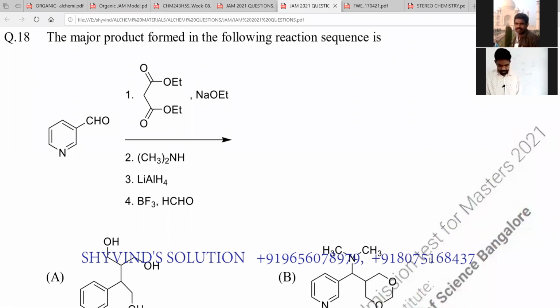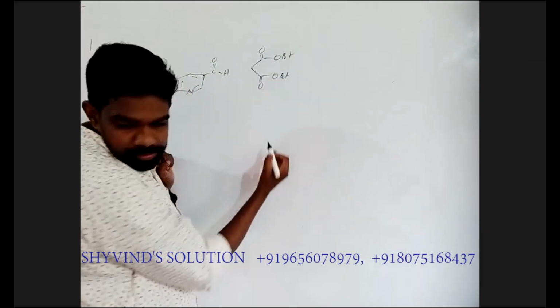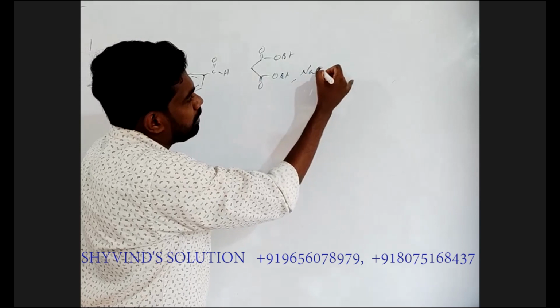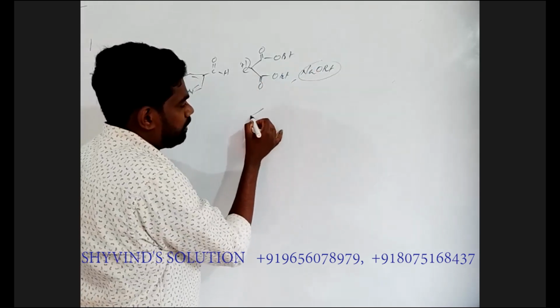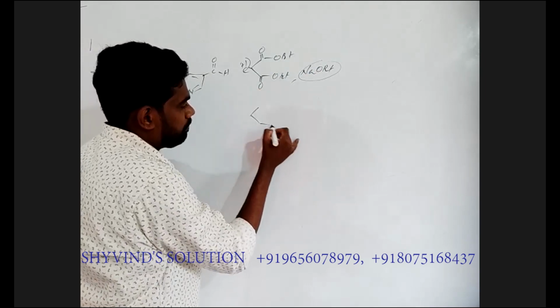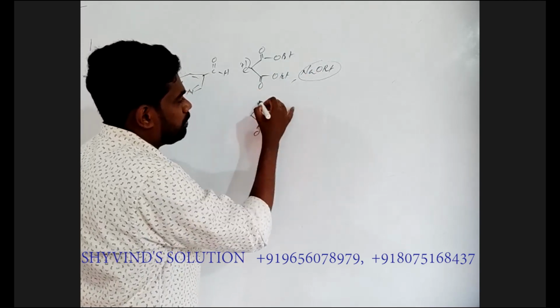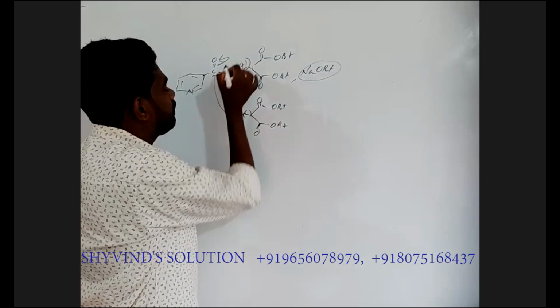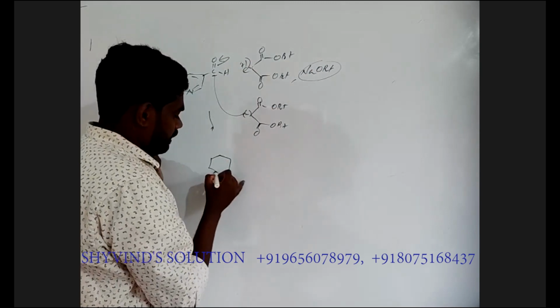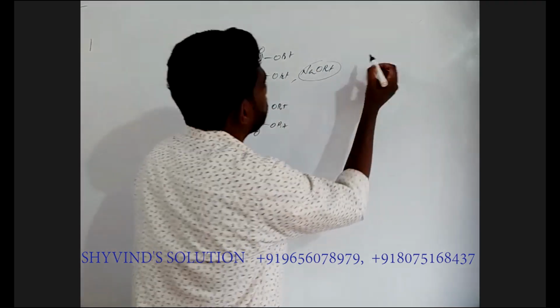Okay, so this is the next question. Let's see how to do this. NaOEt is a base, and it will remove the proton. So first this forms the intermediate carbanion, with the double bond to O and OEt. This will attack this carbon, so the product will be like this. Let's do it here.